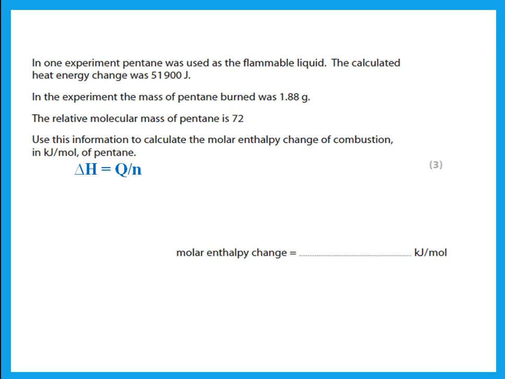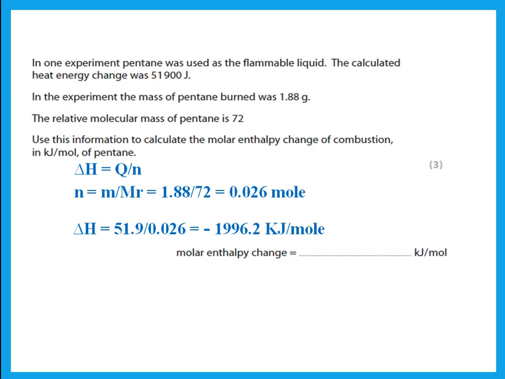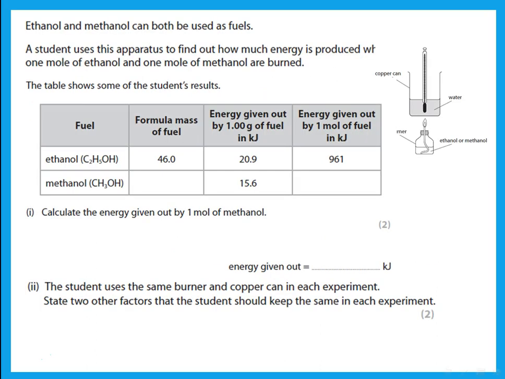How do I get n of pentane? I have mass and a molecular mass, so number of moles is mass over molecular mass. Now to get delta H, I just divide the value he gives me for Q by the number of moles. The answer has to have a negative sign because again, this is burning of pentane, so this is an exothermic reaction.